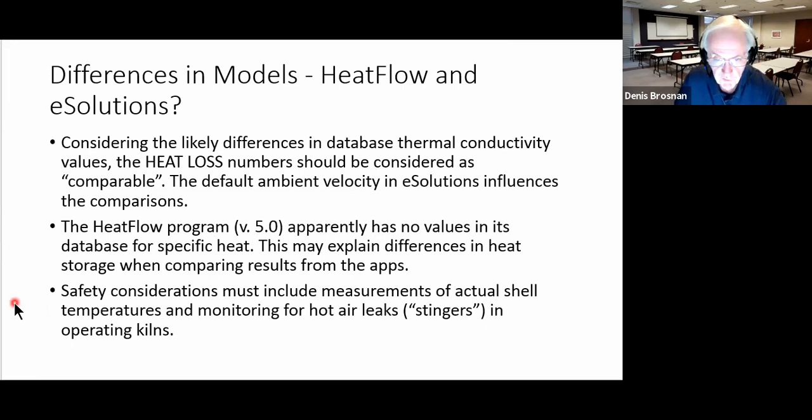We talked a little bit about safety considerations last time. Remember that we don't want a human being to touch the outside shell of a kiln and get burned. We don't want their flesh to get scalded. So we talked about temperatures that would cause that to happen. So it's probably best in industrial practice to always be measuring those shell temperatures so that you're sure that you have protective apparatus in place if you need to keep people away from touching the side of the kiln. The same is true for any possible air leaks, which I call stingers, emanating from openings in the kiln.